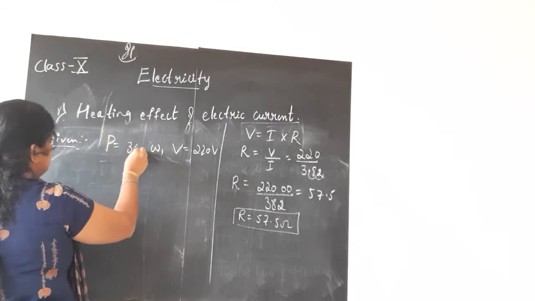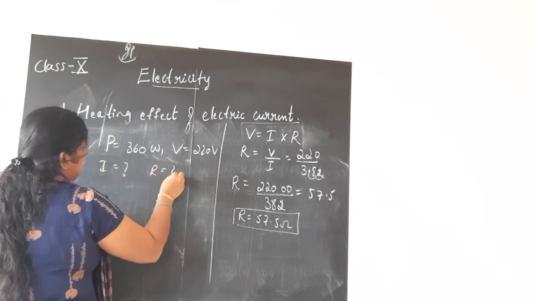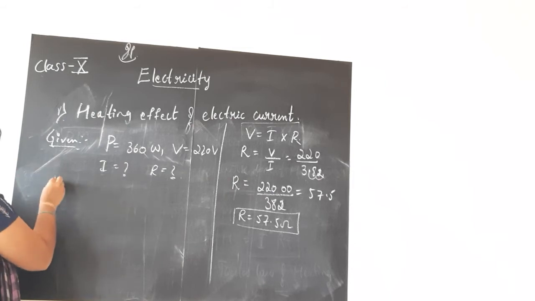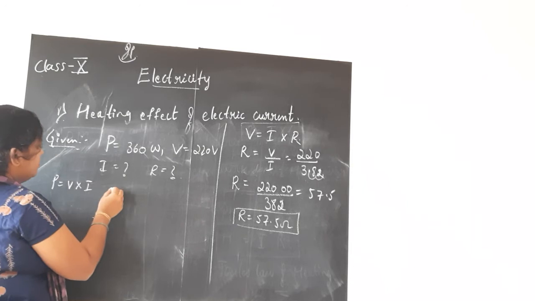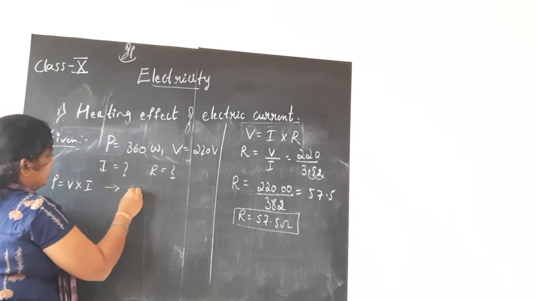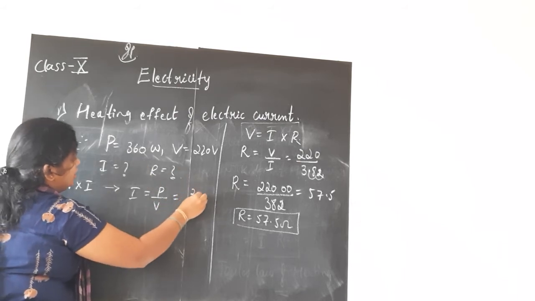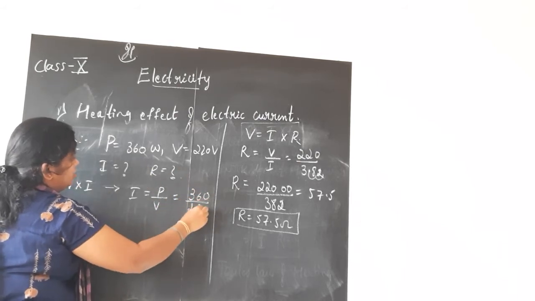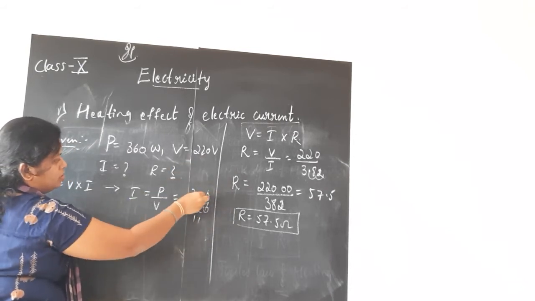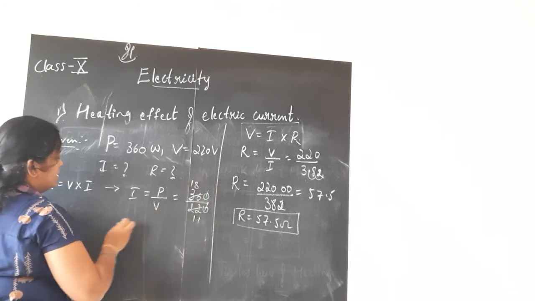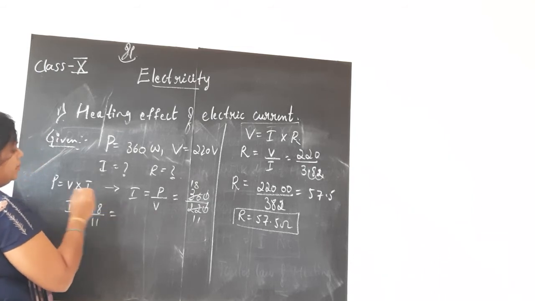But when the heat energy is at minimum rate, power is 360 watts. Here also we need to find out current and resistance. So we know power is the product of voltage into current. Here I don't know current, so I is P divided by V. P is 360 divided by 220. V is 220. 0, 0 gets cancelled. So I is equal to 18 divided by 11 we got.